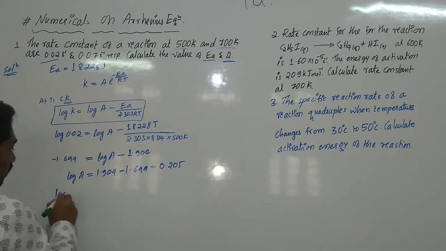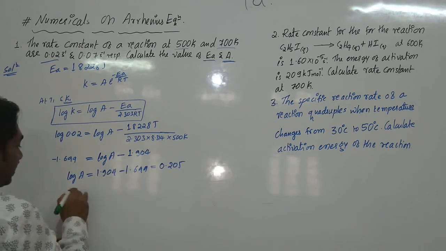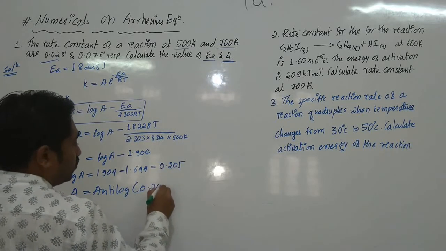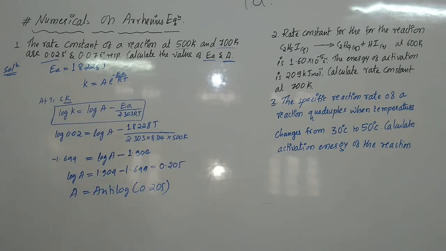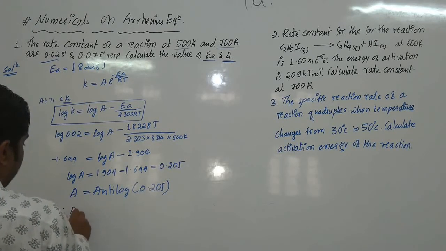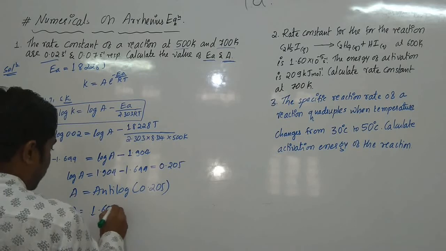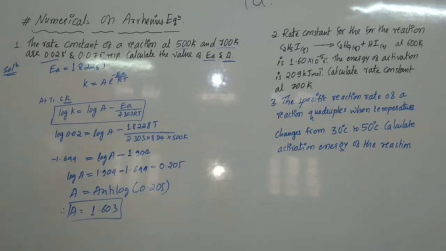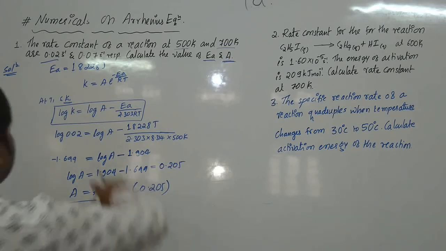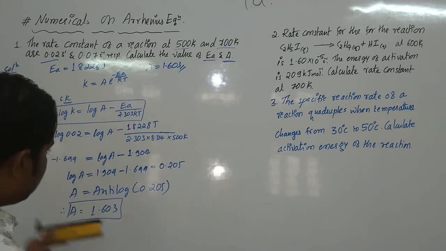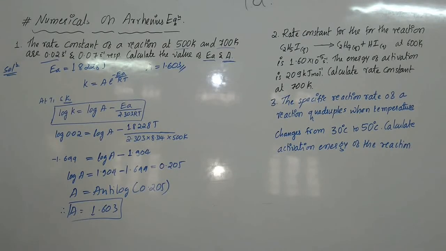So if log goes to that side, it becomes antilog. A is equal to antilog of 0.205. You can get the antilog directly, because antilog starts from the decimal point, and after the decimal point you are going to get the values. So A is equal to the antilog of this, which will be 1.603. So this is the answer. We got the value of A is equal to 1.603. Isn't it? So like this you can calculate them simply.